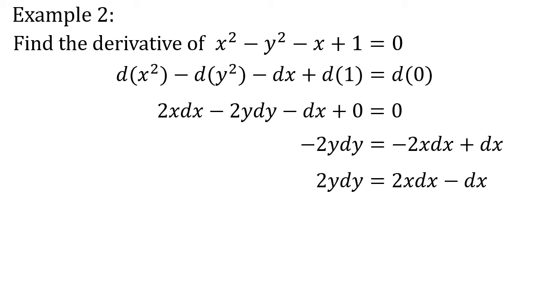And then factor out dy and dx. So it will become dy times 2y equals dx times 2x minus 1. And then, you know what to do. Divide by dx here. dx will become a denominator on the left side of the equation. Then 2y will become a denominator on the right side of the equation.